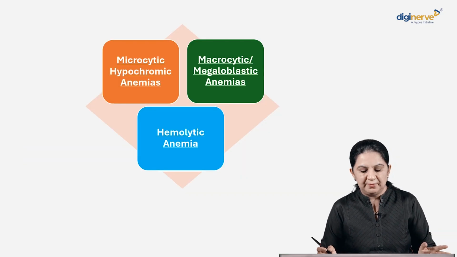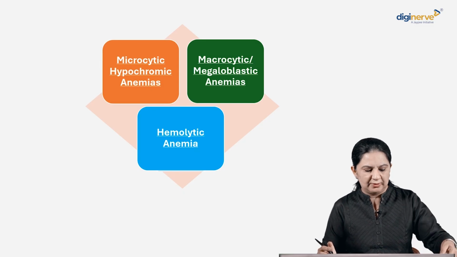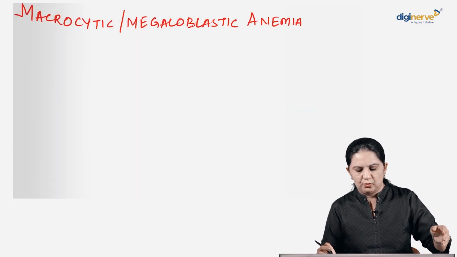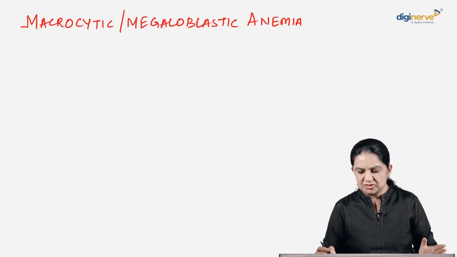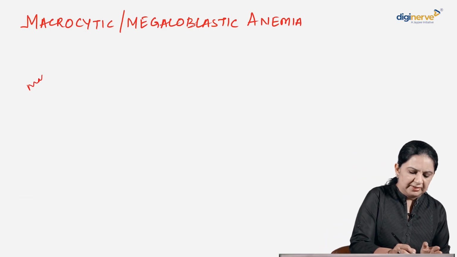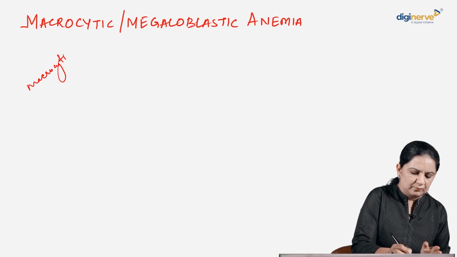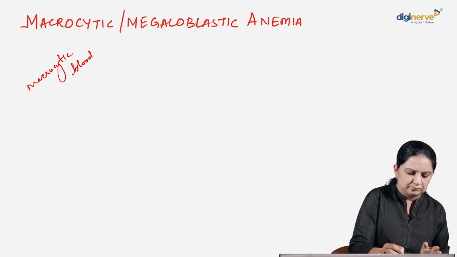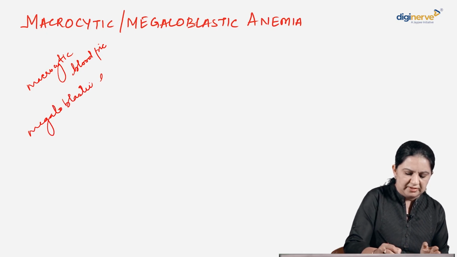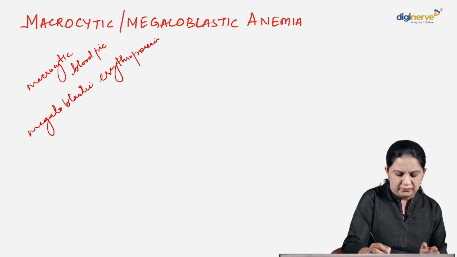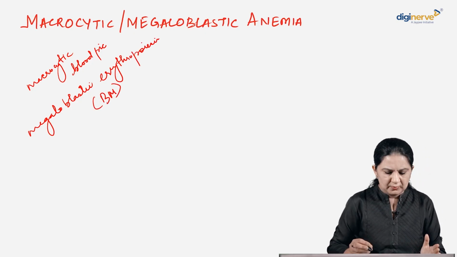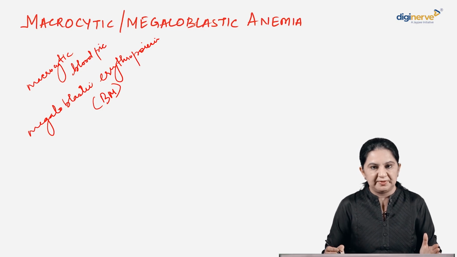Alright, so coming to the important macrocytic or megaloblastic anemias. What are basically macrocytic megaloblastic anemias? These anemias are associated with a macrocytic blood picture or megaloblastic erythropoiesis in your bone marrow.